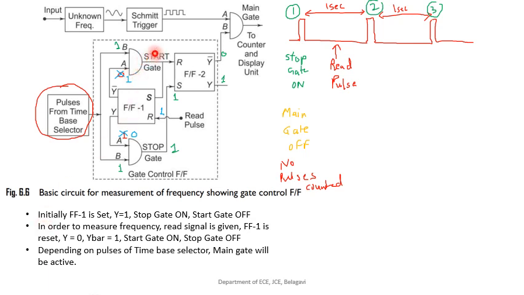Now if you can see, at the start gate both the inputs are 1. For the stop gate, one input is 0 and one input is 1. So at instance 2, your start gate is on and your stop gate is off. So here you will not get 1, you will get a 0. Here you will get a 1.